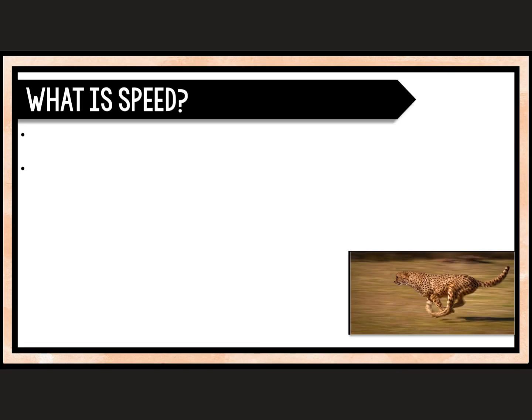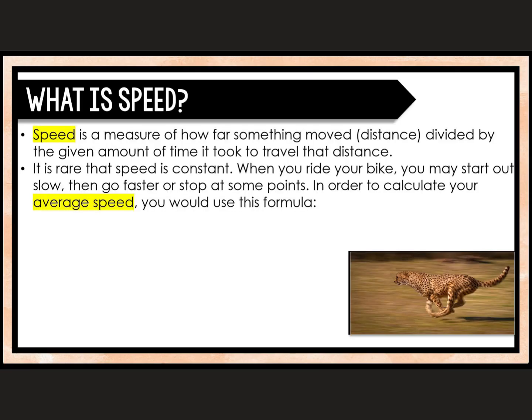Next, let's look at speed. So what is speed? Well, speed is a measure of how far something moved, or the distance, divided by the amount of time it took to travel that distance. So the time. It is rare that speed remains constant. For example, when you ride your bike, you may start out slow, then go faster, or stop at some points.